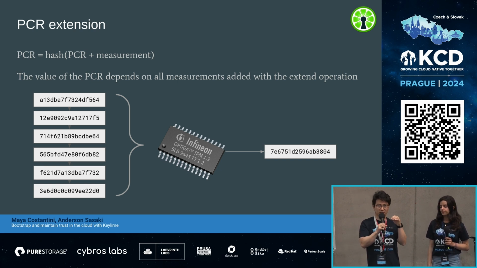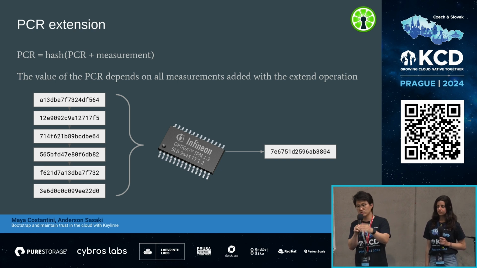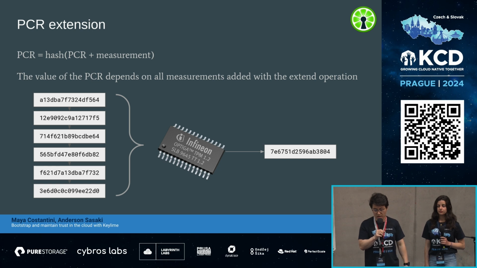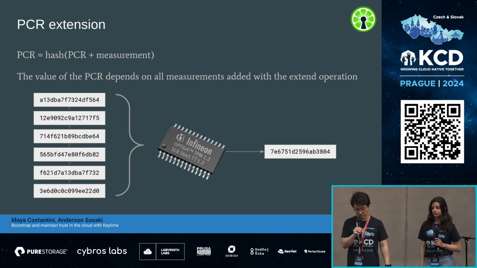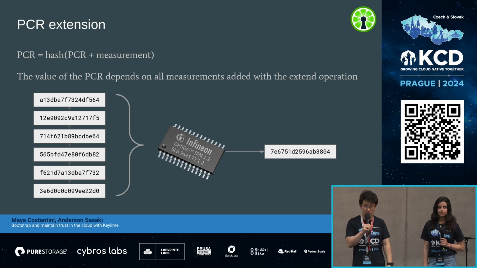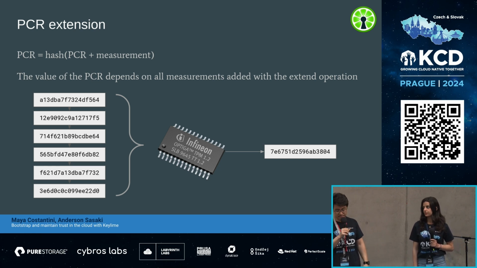So it can be seen as a summary of the history of all measurements that were used to extend that PCR. If you have the log with all the measurements that you extended to a PCR, you can replay it, creating the extensions and adding each measurement, and you get this final value that you can compare with something that you expected. And if it's the same, then you are sure that those same steps were performed, the same extensions. So that's how you use the TPM to verify the integrity of things. This final value is also called the reference value, or sometimes the golden value.